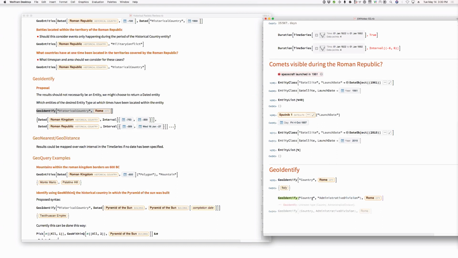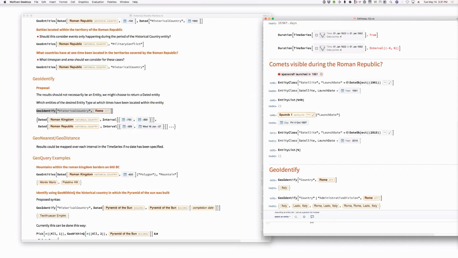Oh. Arguably, by the way, that error message should be better. Yep. So, okay. In that way, the idea is that if you specify historical country, it will return the dated entity instances. What the heck can you do with it?